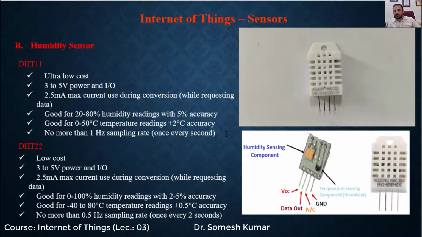This DHT22 also has 4 pins. The first one is your VCC, then the data out, the third one is not connected, and then the ground. Inside this, it has one thermistor for temperature sensing, and the second one is the humidity sensing component. This humidity sensor works on the capacitive principle. It has two electrodes, one and two.